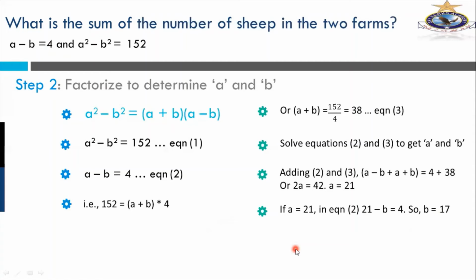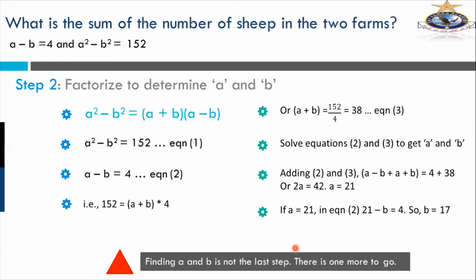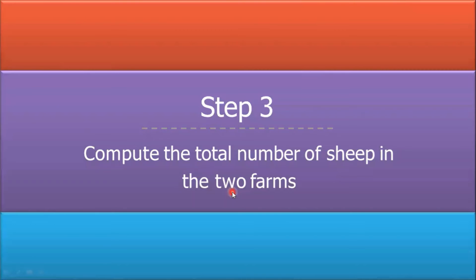Now these are the number of sheep and the number of rows, but finding them is not the last step. There is one more to go. What is that one more thing to do? To put it into a squared plus b squared, to get the total, the sum of all the sheep, because we have the difference also. So let's see that step, step 3. This is the final step.